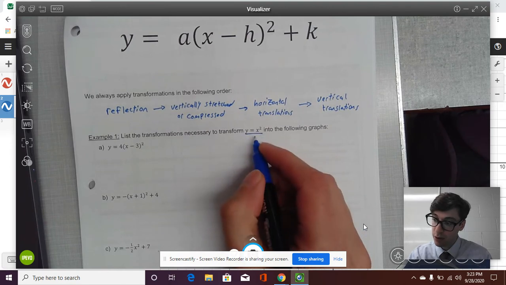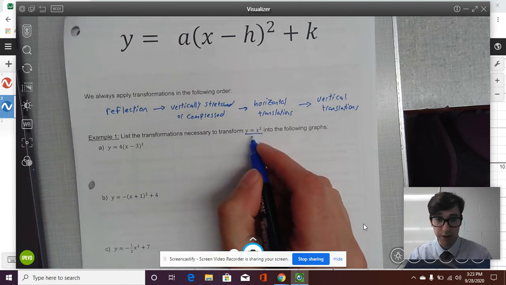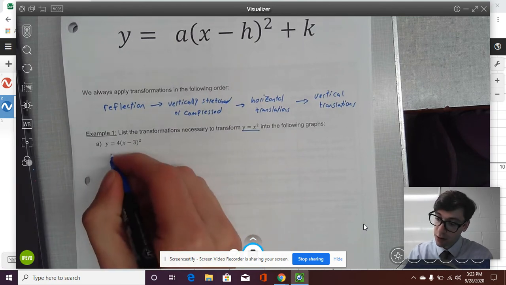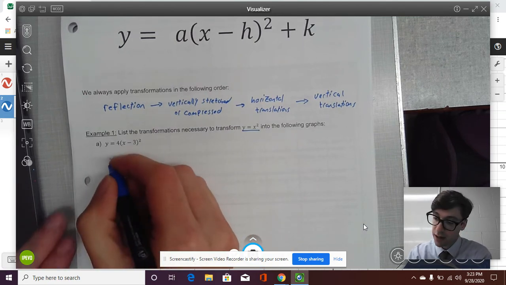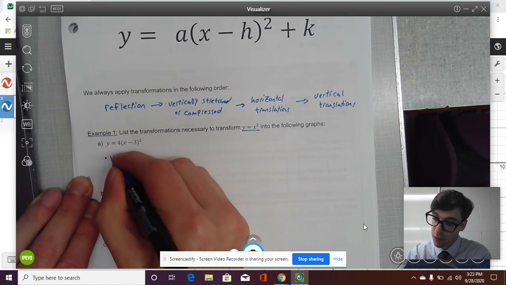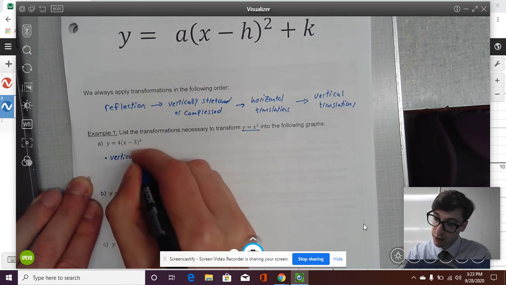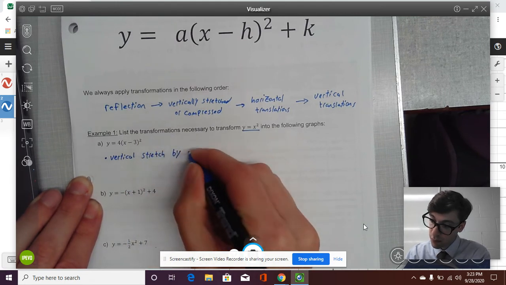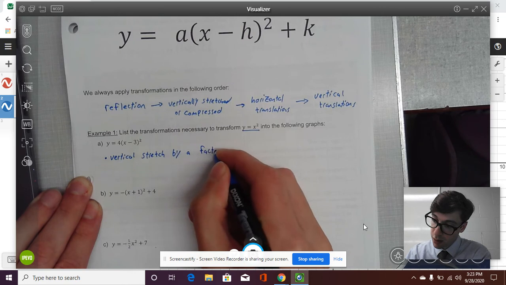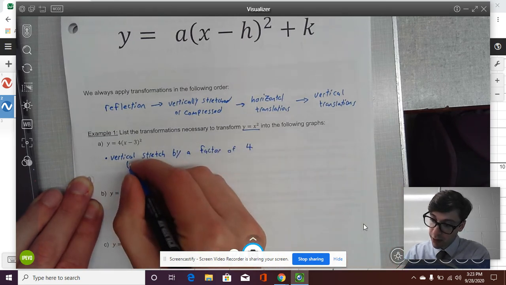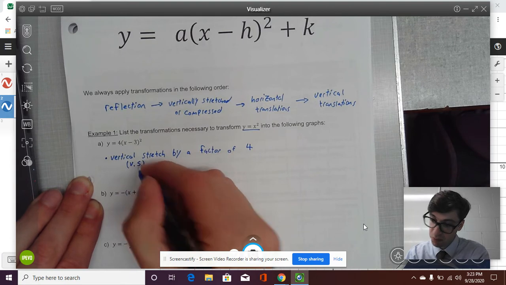So what do we need to do to transform this basic parent parabola into this parabola we see in vertex form? Well, first, there's no reflection because there's no negative sign, but it has been stretched. The A value is bigger than 1. So we say it's been a vertical stretch by a factor of 4. If you just want to write VS, that's fine with me.